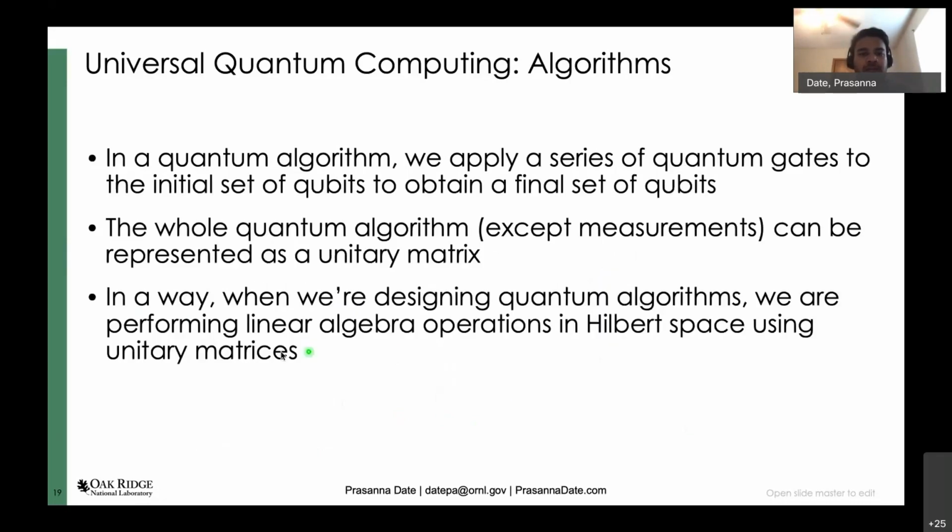Okay, so these are a few insights into designing quantum algorithms. When we are designing or running a quantum algorithm, we essentially apply a series of quantum gates to an initial state of qubits and obtain the final set of qubits. You can think of the whole quantum algorithm as a unitary matrix. In a way, when we are designing and running quantum algorithms, we are essentially performing linear algebra or tensor algebra on operations in the Hilbert space using unitary matrices.